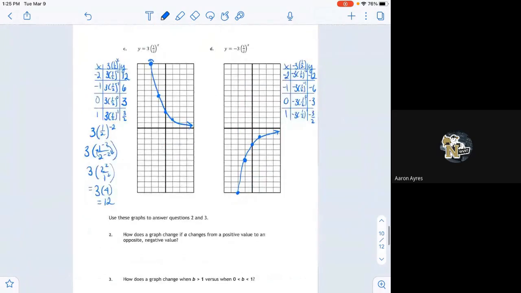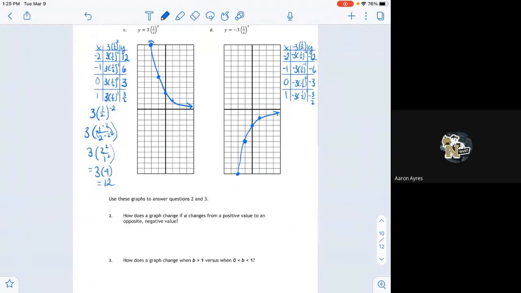Okay, and again, how does the graph change when B is greater than 1 versus when B is between 0 and 1? Okay, when B is greater than 1, what does our exponential function model? Growth or decay? B is greater than 1. That models growth, right? You guys came up with these restrictions on your own on Friday. Remember that? Or did that just seem like a long time ago?